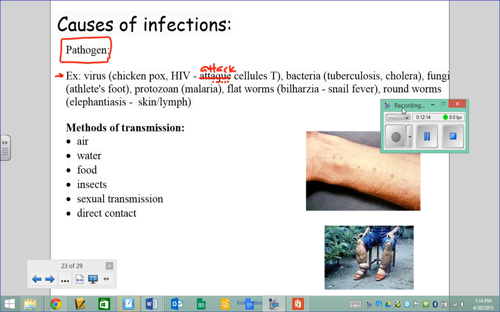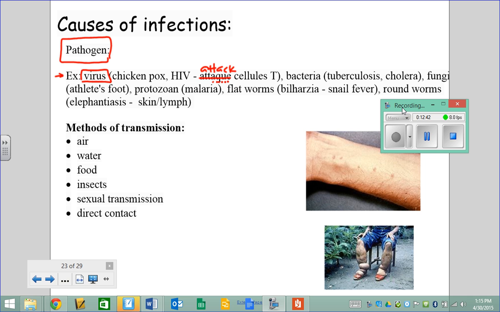So pathogens. Pathogens are things that are causing infections. They could be a virus. Now you'll notice that when I said what a pathogen is, I said it's a cell or a foreign thing, and that's because viruses are not considered to be living cells. They need a host to survive. So a virus, like chickenpox, like HIV, like the influenza virus, could be something that causes an infection.